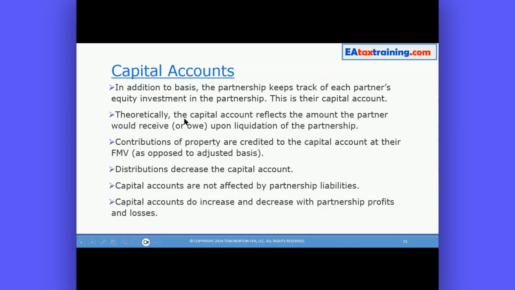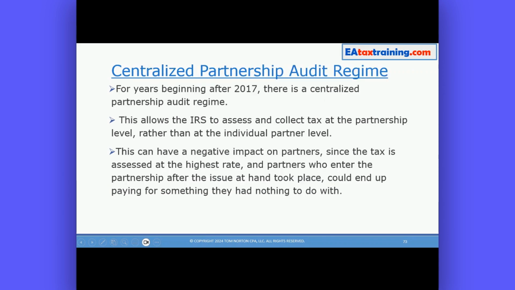So you do want to know that it is different than the basis. Capital account and basis are two different things, and they are affected differently. And so you will want to understand those differences.